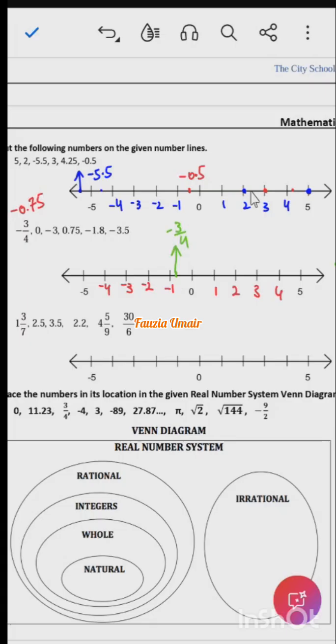Is it clear, Abdul Moeed? -3 by 4 is more towards -1, right? So then 0 is easy. Just put it exactly on the 0, this dot. Then -3 is also easy. This is -3, right? So then plus 0.75. So Abdul Moeed, where will 0.75 be? Between which two numbers?